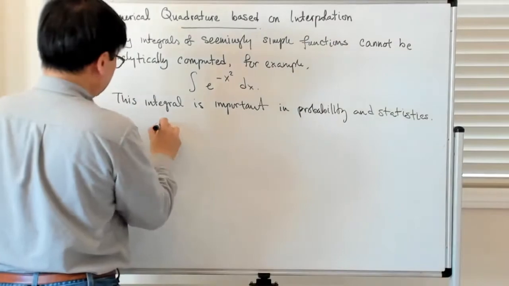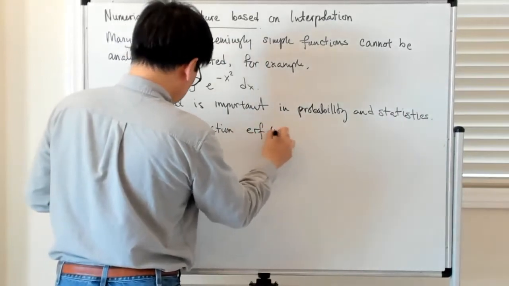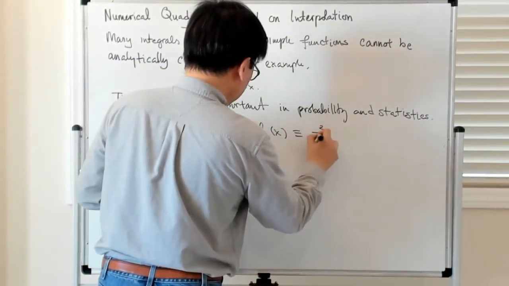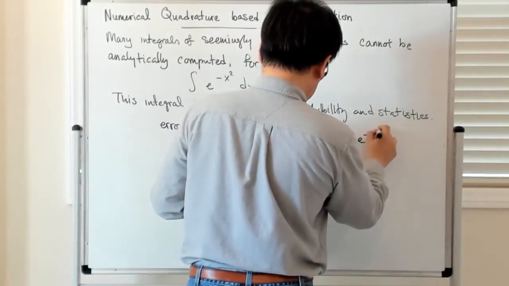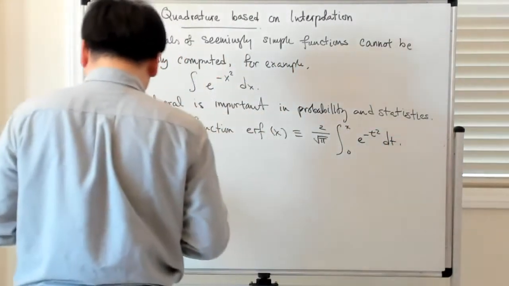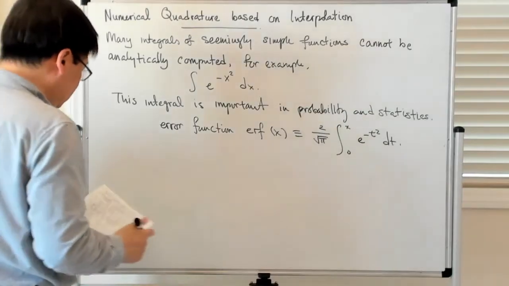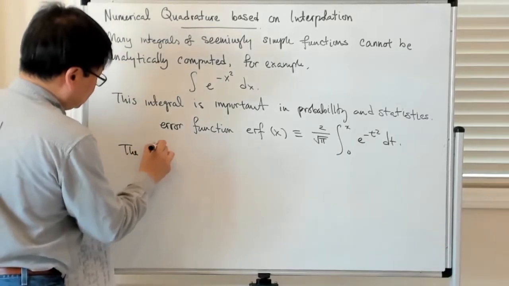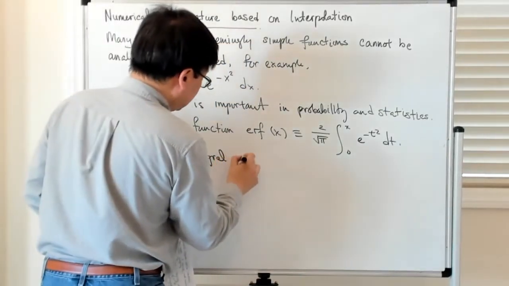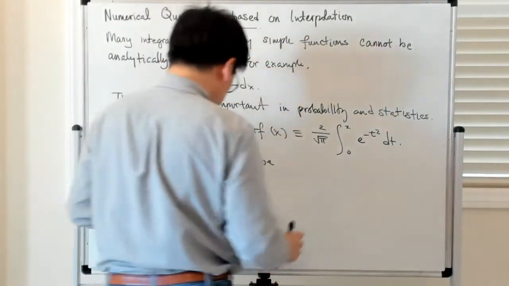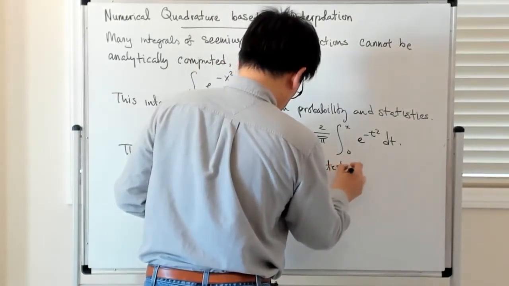So it's the error function, erf of x, which is defined to be 2 over the square root of pi times the integral from 0 to x of e to the minus t squared dt. The point is that you can approximate that definite integral numerically.